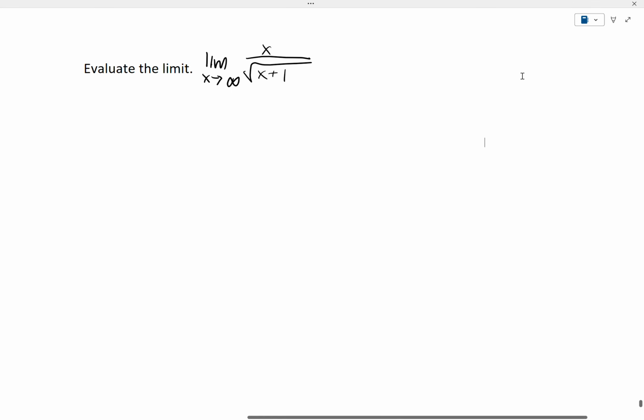In this video we're doing another limit problem. This one involves the square root here, and we're also looking at the limit as x goes to infinity. So here's the problem. Limit as x goes to infinity of x over the root of x plus 1.